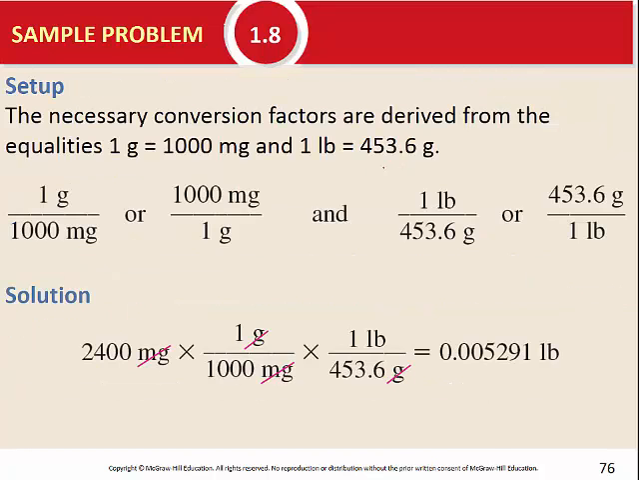So how is that going to look? 2,400 milligrams, my first factor. Milligrams drops to the bottom, grams on top. 1 goes with grams, 1,000 is tied to milligrams. Now milligrams will cancel, and I'll be left at the end of the first step with grams. Let's keep going. Now grams is on top, it drops to the bottom.